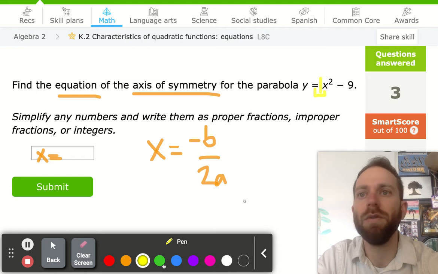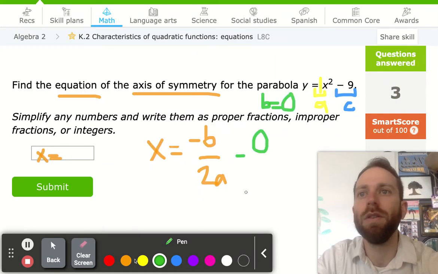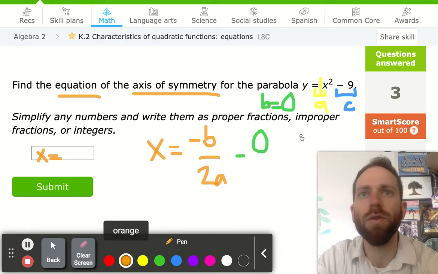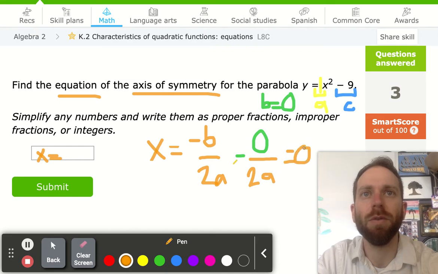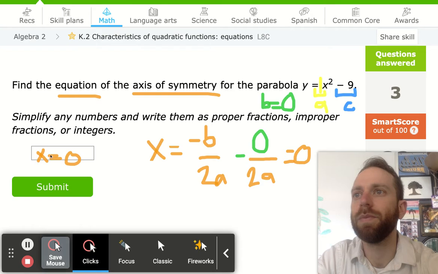+1, b value, careful, it's not 9 because -9 is your c value. Your b value is 0 because there's no x term here. There's just an x squared. So this is going to be -0 divided by 2a. Well, no matter what you get for your 2a, 0 divided by anything is going to be 0. So it's just going to simplify to 0. So x equals 0 is your answer.